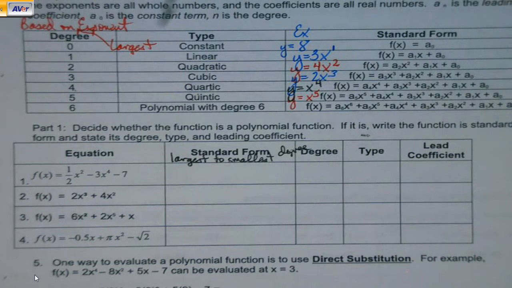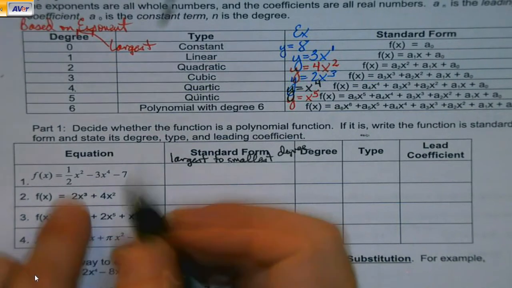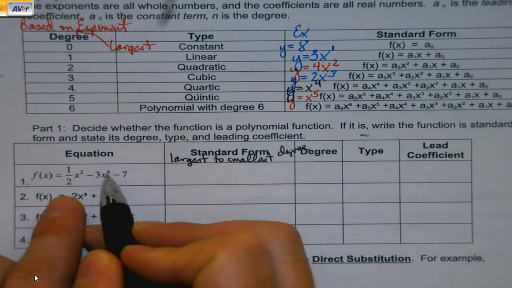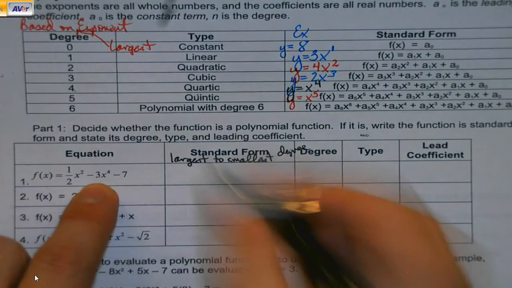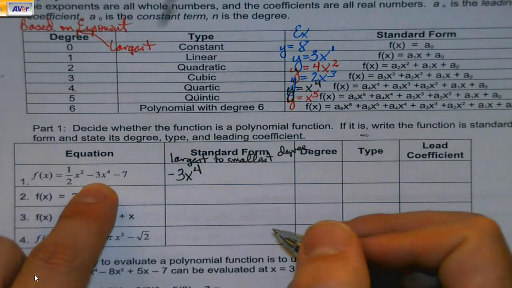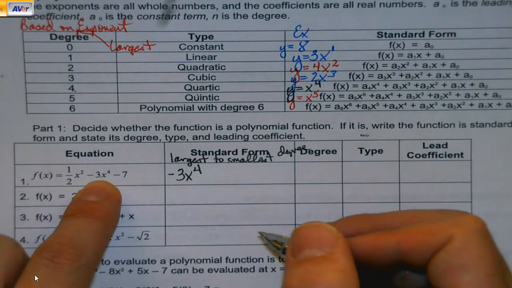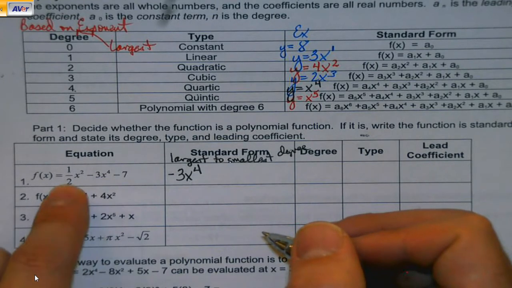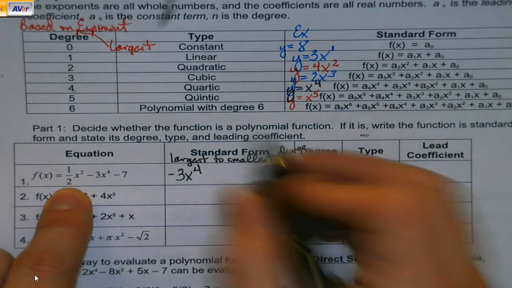So when we get to standard form here, I start looking through here, and I'm looking for the biggest exponent. Well, when I find it, that term is going to be written first, and then whichever exponent comes next in order, I'd look for a third, but I don't see one.